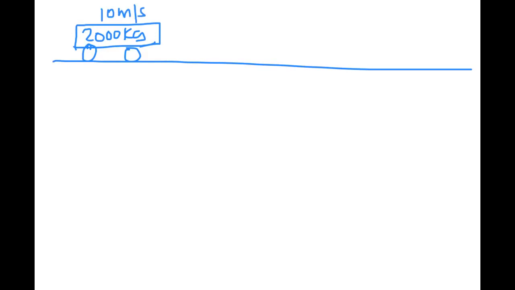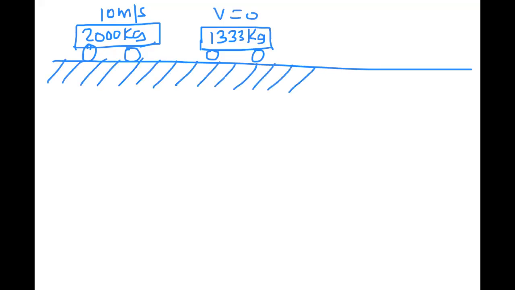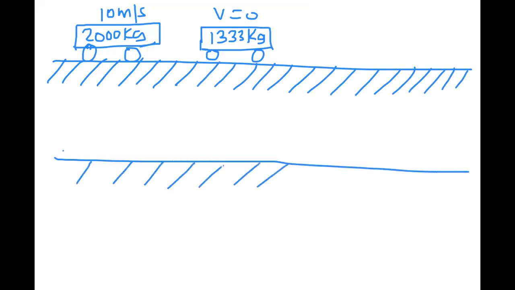And what do we see? It collides with a vehicle at rest, but this vehicle has a mass of 1,333 kilograms. Okay, and the velocity is at rest. So this is happening on a flat surface. Remember, we use a flat surface so that gravity cancels out with the support force, and therefore the net force will be 0.